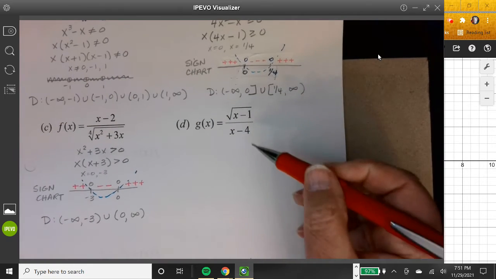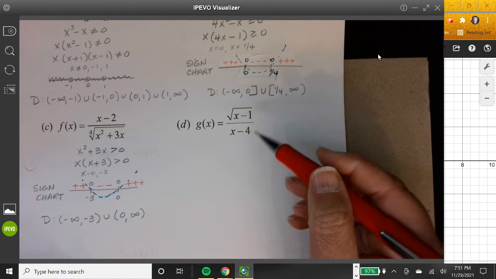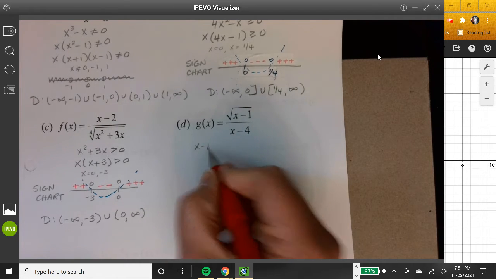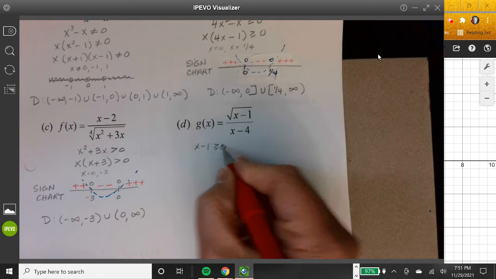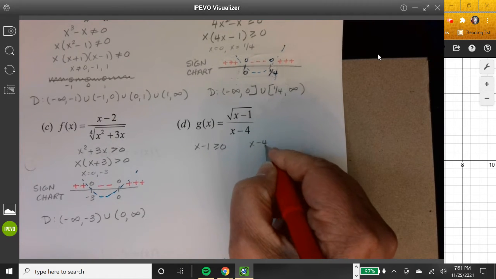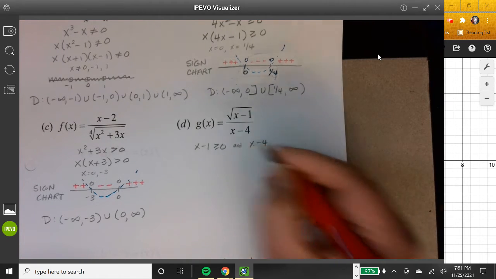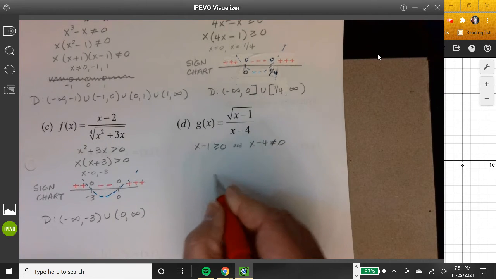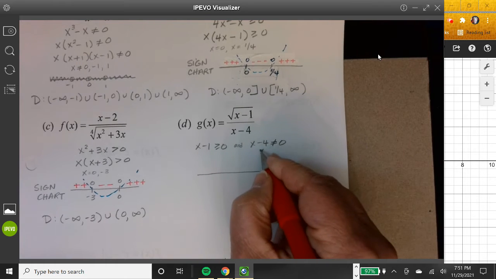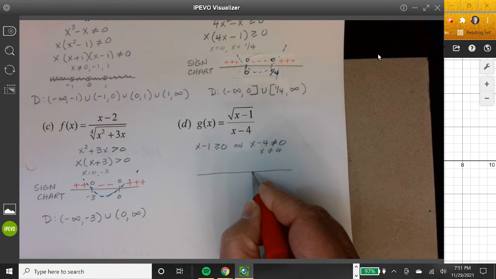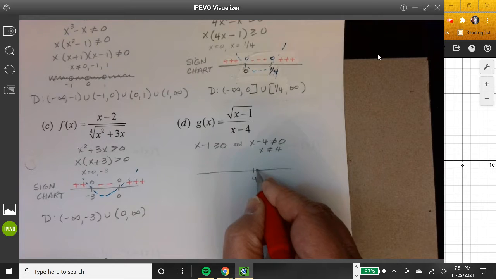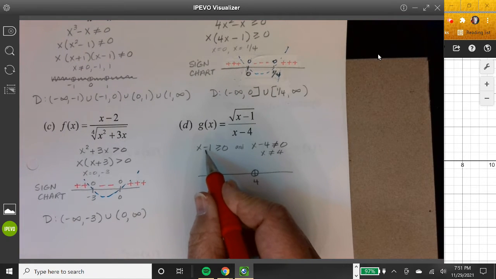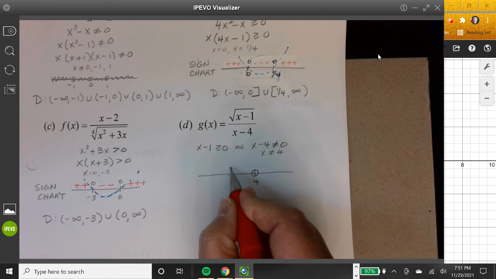All right. This one has two conditions. Well, what is the condition? The numerator is an even root. It's a square root, so x minus 1 has to be greater than or equal to 0. And then, because this is an and, x minus 4 can't be equal to 0. So if I say that, x can't be 4. So I'm going to put a 4 here and an open dot here because it can't be 4. And then the 0 on this is 1, so I'm going to put a 1 here with a 0.